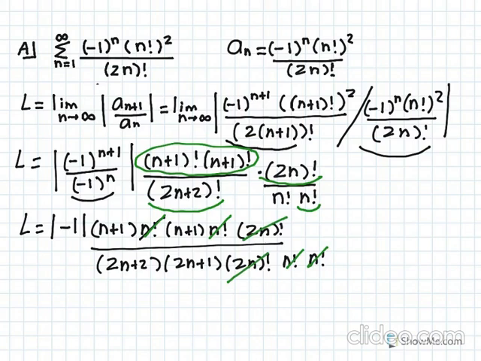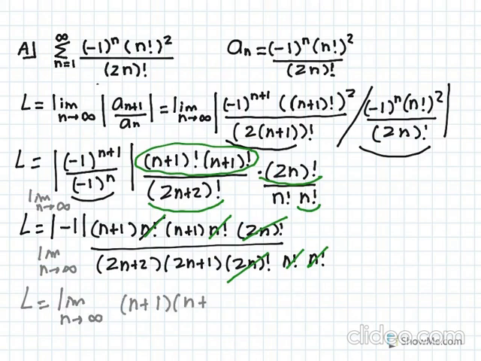So we're left with L equal to, and always put the limit as n approaches infinity. Don't leave that out. So L is equal to the limit as n approaches infinity. The absolute value of negative 1 is just 1. So we just get n plus 1 times n plus 1 divided by 2n plus 2 times 2n plus 1.